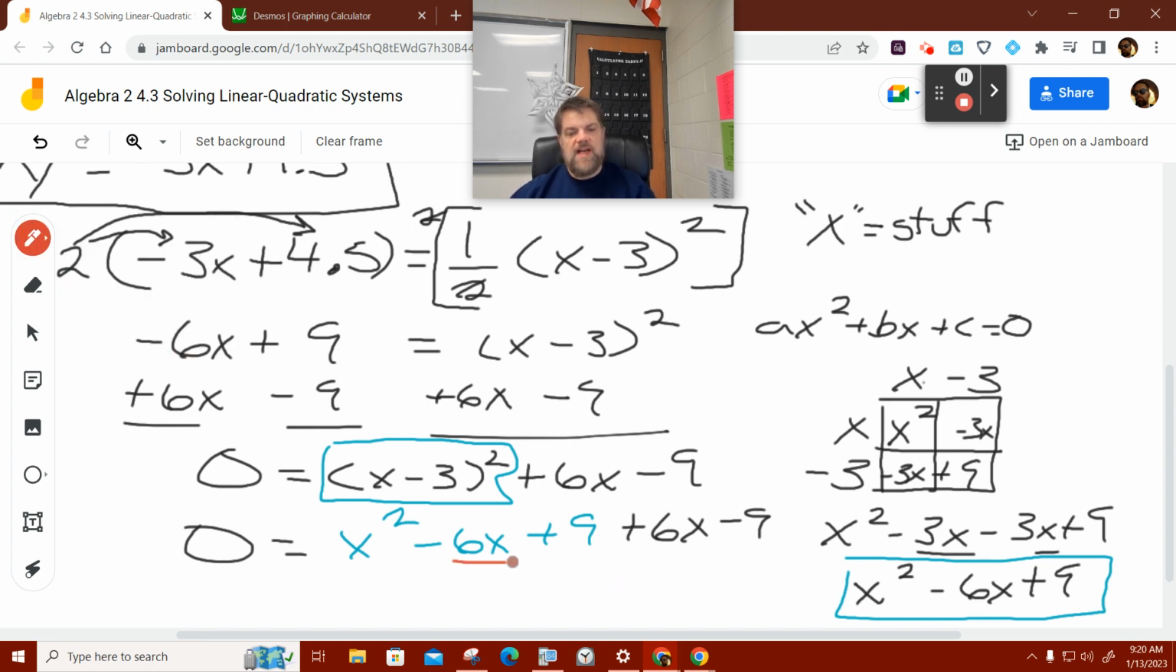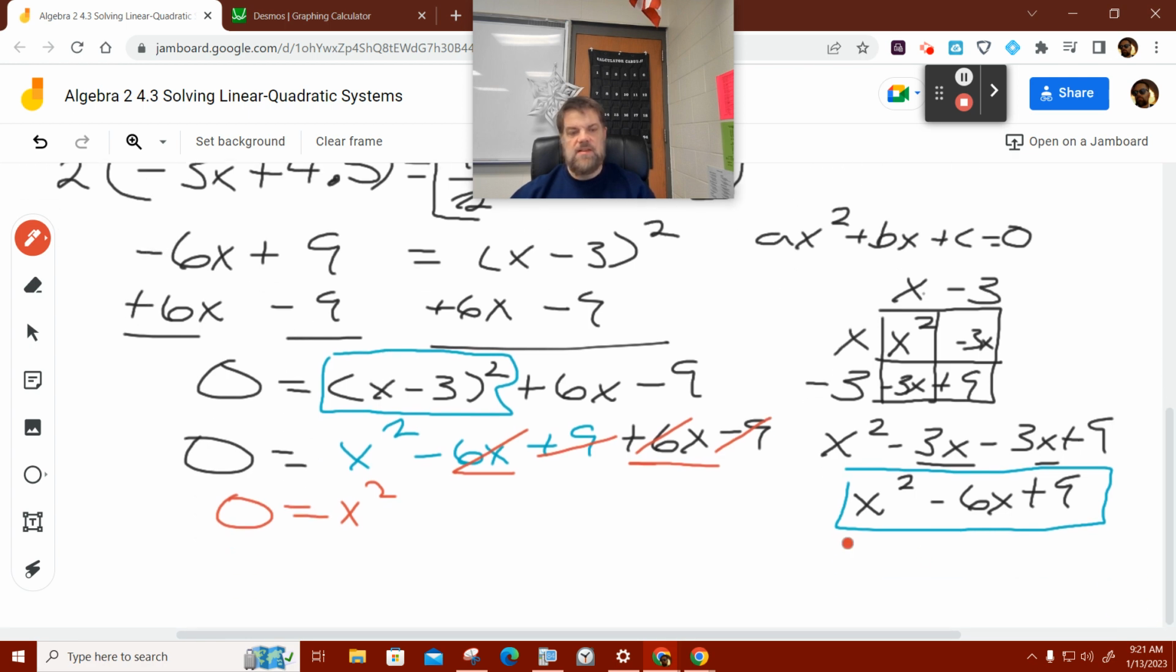So now if I combine like terms, I have a negative 6x to the first power and a positive 6x to the first power. What happens with those when I combine them? It becomes 0, right? So that equals 0. What about positive 9 and negative 9 when you combine those? They cancel out. They become 0. So all that becomes x squared equals 0.